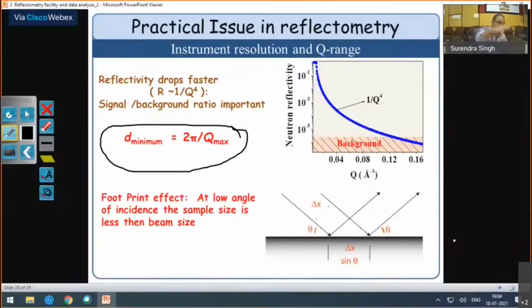So this, at the low angle, is what we call the geometrical effect or footprint effect, meaning the whole neutron beam is not falling on the sample, so we will not get the whole reflection. Okay, so I will explain when we see.